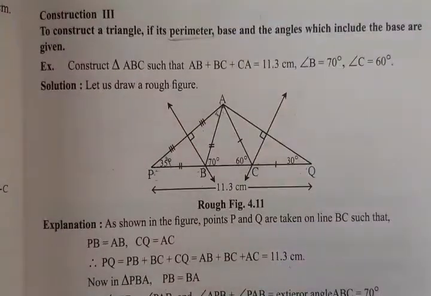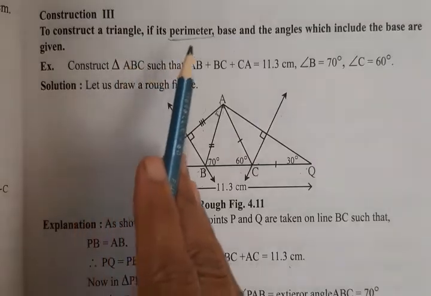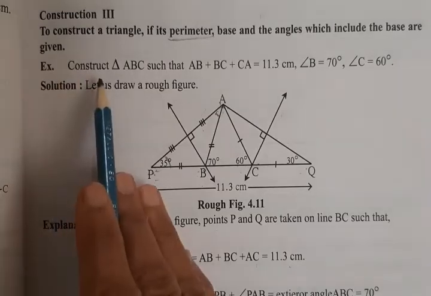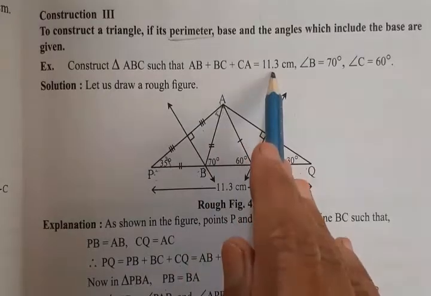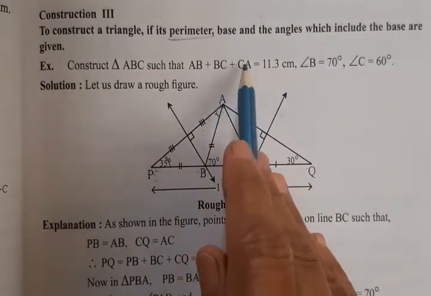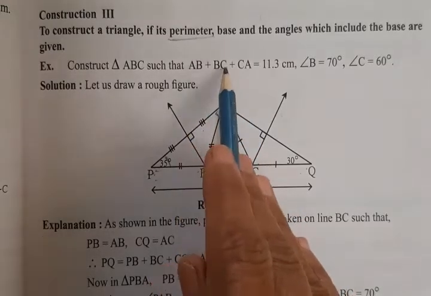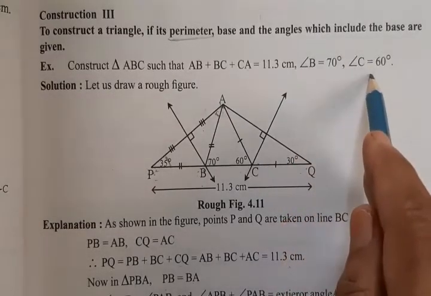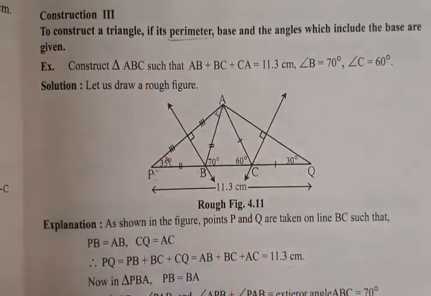Before going to start practice set 4.3, I will explain the solved example on page number 55. Here it is given to construct a triangle if its perimeter, base and angles which include the base are given. Now see the example: construct triangle ABC such that AB plus BC plus CA equals 11.3 centimeter. Here AB plus BC plus CA is nothing but the perimeter of the triangle. Perimeter means sum of the three sides of a triangle. And the included base angles are given. Angle B is 70 degree, angle C equals 60 degree.